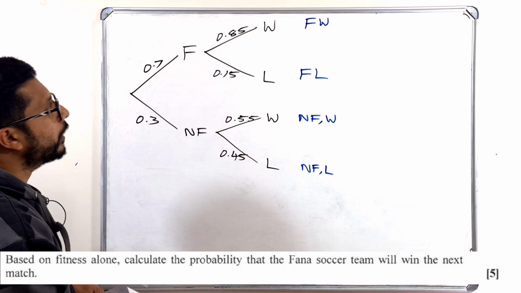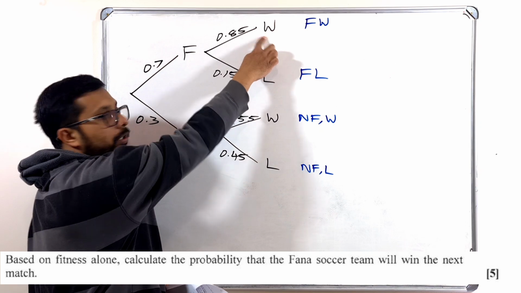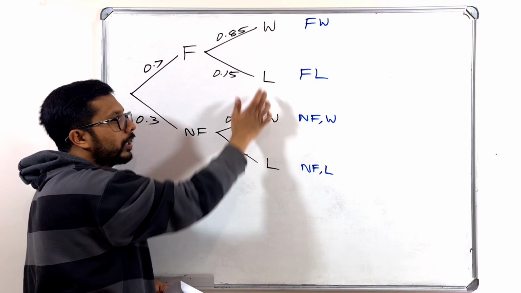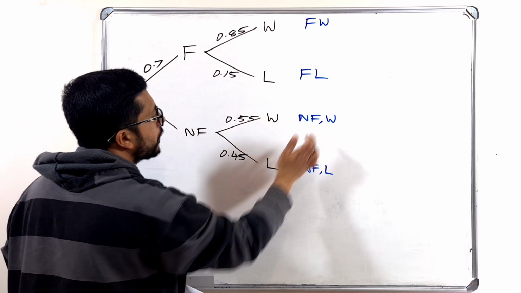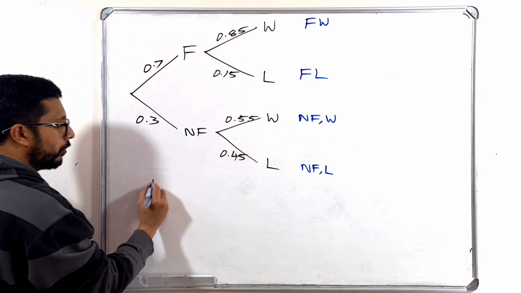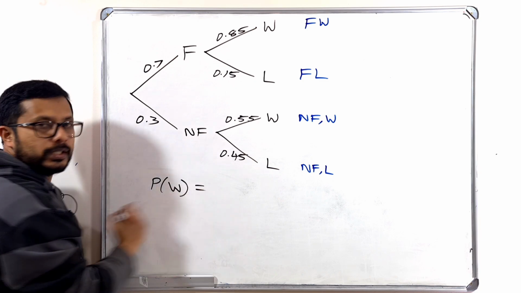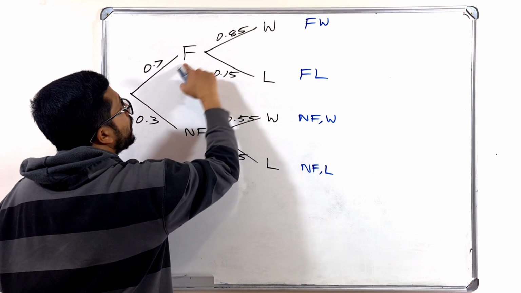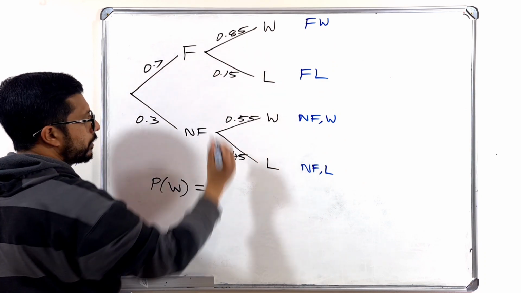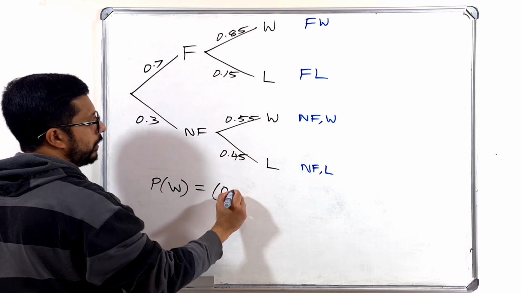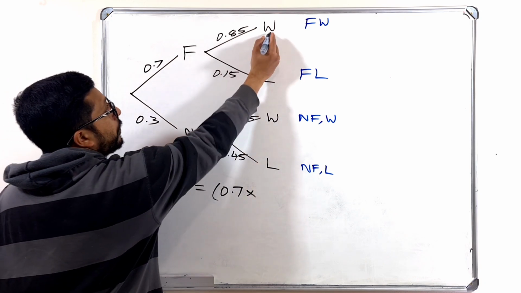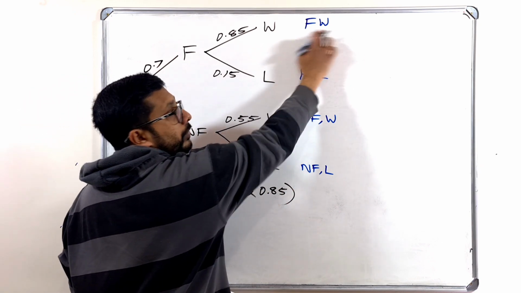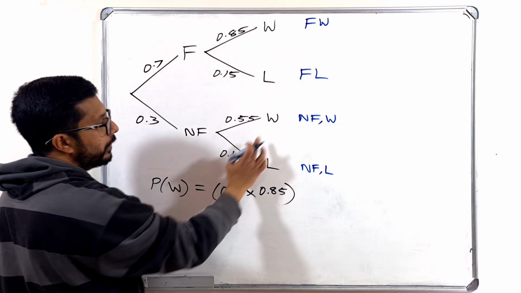So to win the next match, here they win. Am I right? Here they also won. So we have to consider these two cases. We don't want to consider these two. So what is the probability of winning the match? First fit, then win. That means the probability is 0.7 times this win, 0.85. That is the probability of this one. Then the next win is this one.